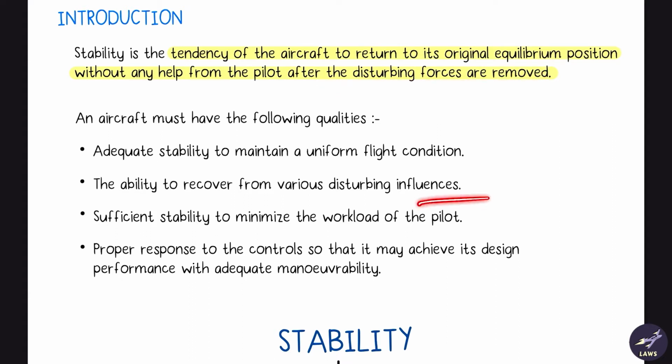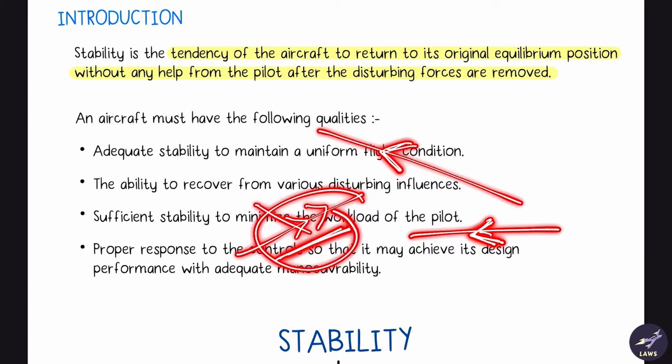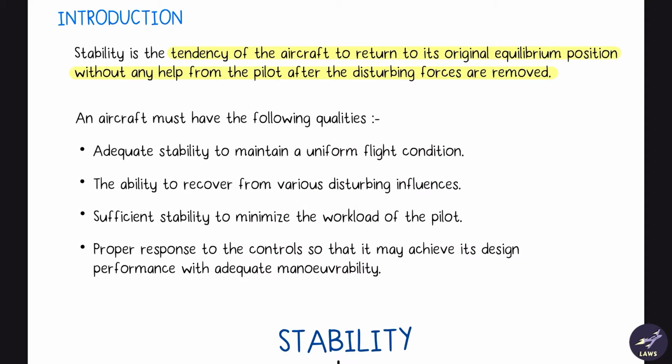So for example, aircraft is cruising like this. There is a gust from here and the aircraft's pitch increases temporarily. So without any pilot input, if the aircraft is able to come back to its original position after this is removed, then we could say that the aircraft is stable. So it's the tendency of the aircraft to return to its equilibrium position after the disturbing forces are removed without any help from the pilot.